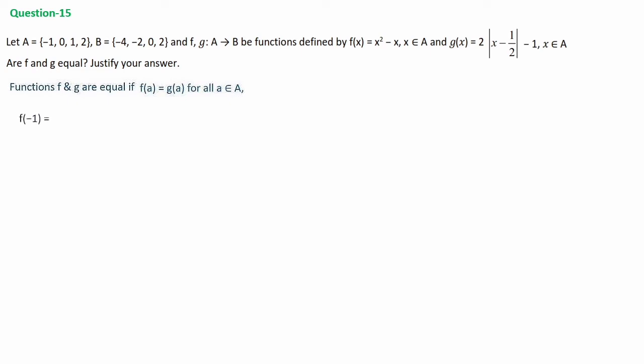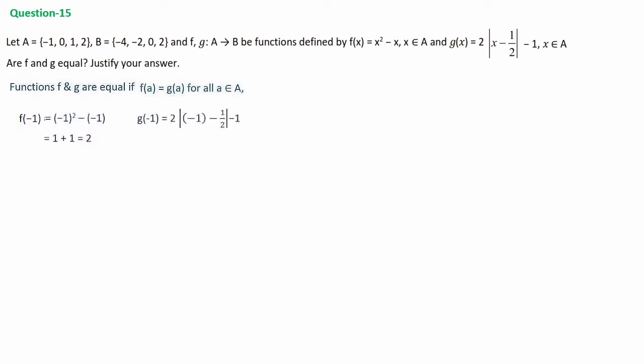So here let's check. First of all, f of -1. f of -1 means in the f function we just remove x and put -1. Here it is x square minus x. So x is removed and we put -1. That is (-1) whole square minus (-1). Here (-1) whole square is 1. Minus into minus is plus. 1 plus 1 is equal to 2. So f of -1 we have got 2.